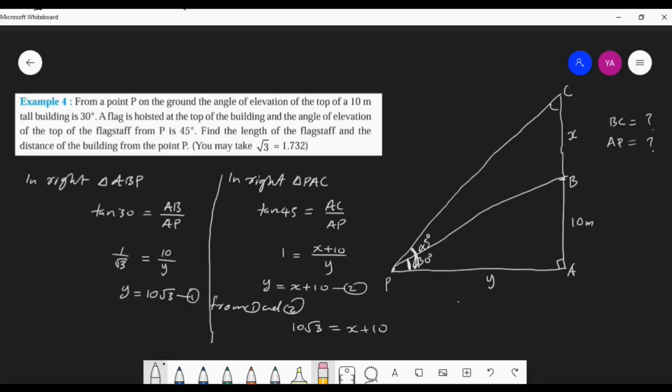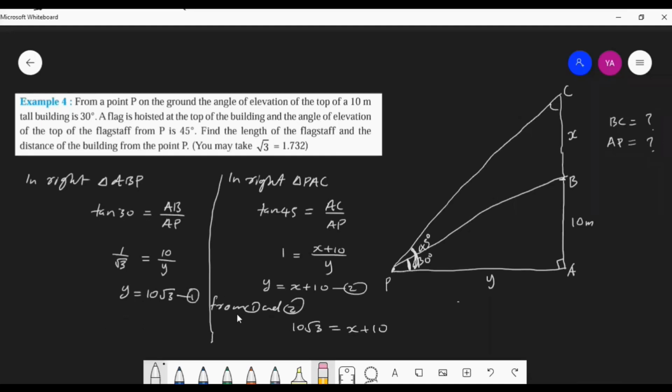This is also some idea of solving pairs of linear equations. Here we can directly apply this y value in the second equation, and we will get the solution. In some cases, you will get x and y from both equations. I think in the next question itself.